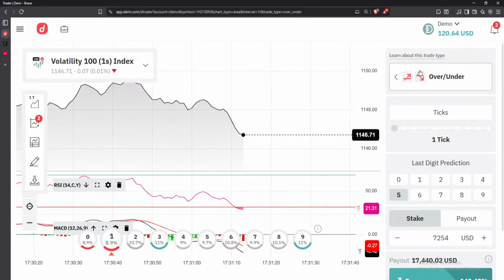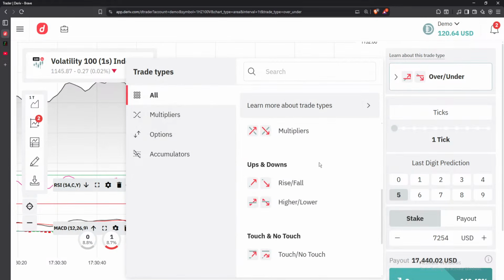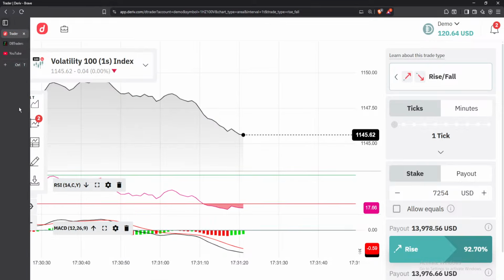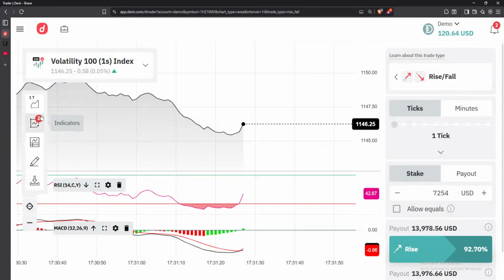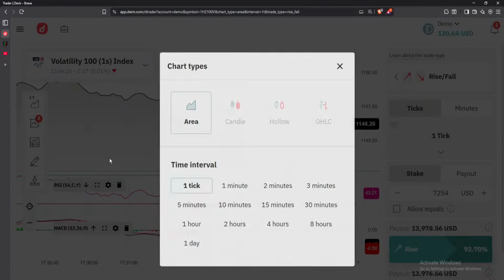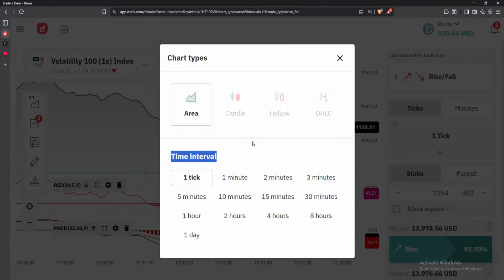Now, I want to show you what the default candle interval for 1 minute means. I'll select rise and fall, because in over under, we do not have that option. So I'll select rise and fall, and then I'll come here and select chart types. This is what it means. Whenever I come to the chart type section, you will see something called time interval. Time interval basically signifies a particular moment in the market.